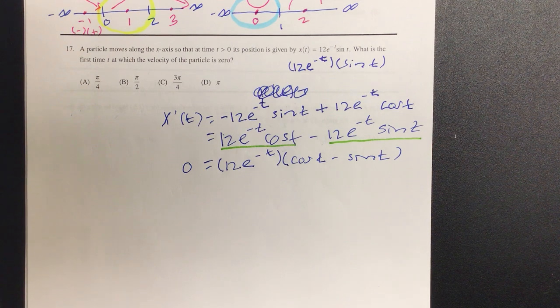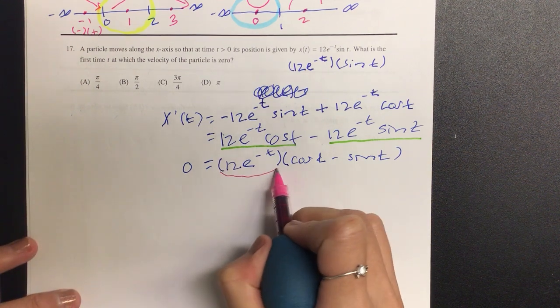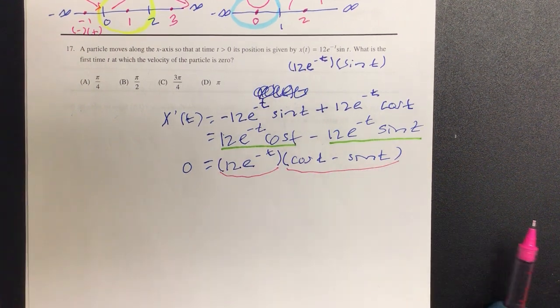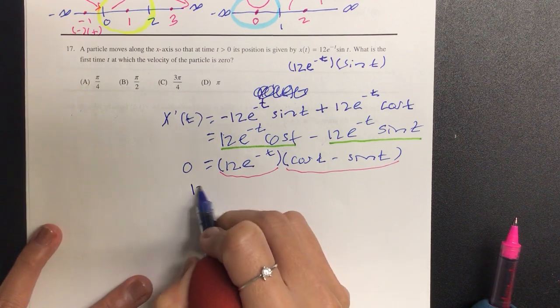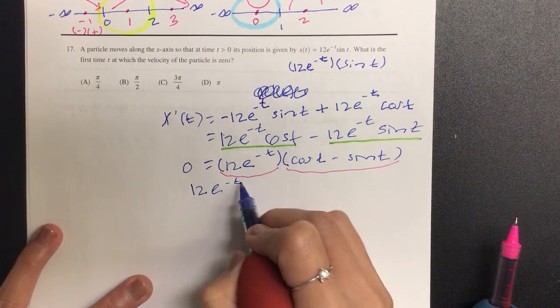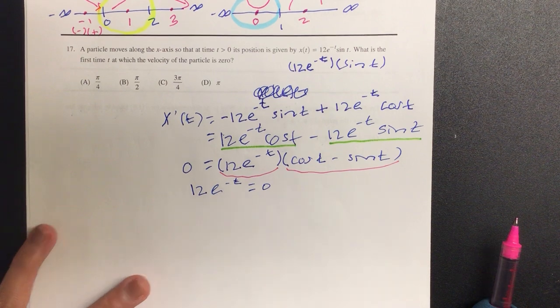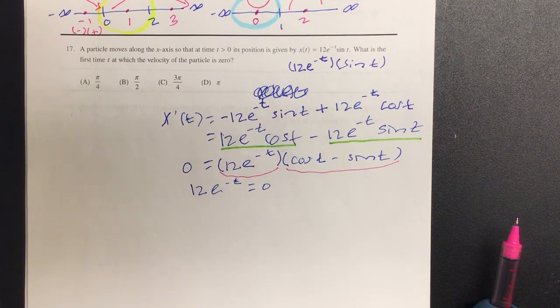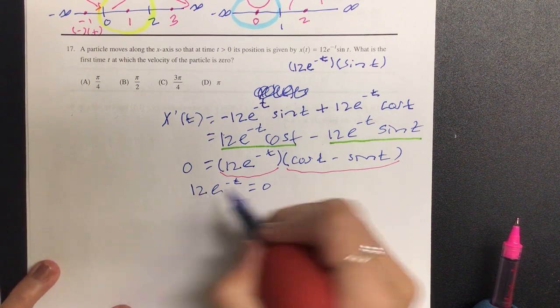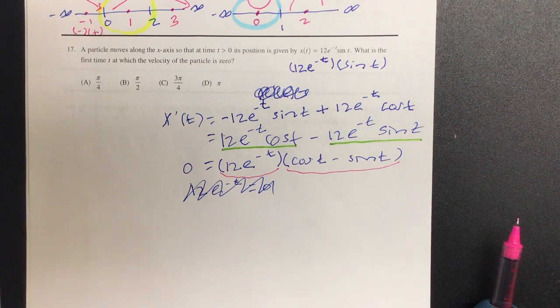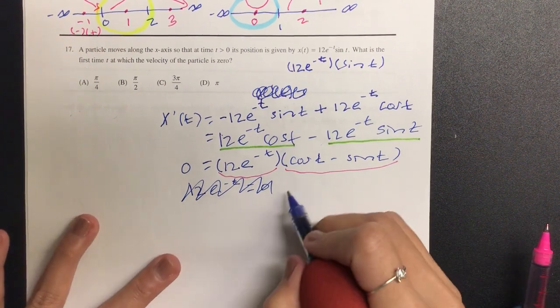So that means set the first factor equal to 0 and the second one equal to 0. But something interesting happens on the first one. 12e to the negative t is equal to 0. Back a long time ago, even in unit 3 or 4, e to whatever is always what kind of number? It's always positive. So this is irrelevant. That's not going to help us. But the next one is going to help us.